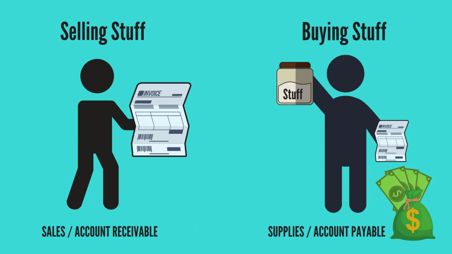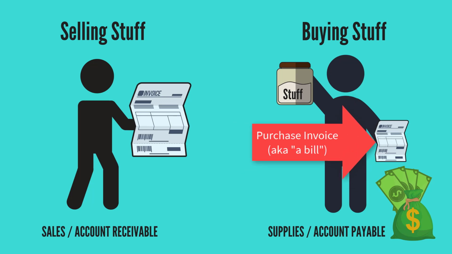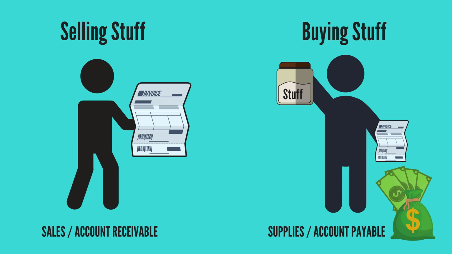And then for Tom, he has a bill, also called an account payable, because he's supposed to pay it to Bob, and so he records it as supplies, and now he has this liability on his books that he will need to pay. So it's a debt to pay, okay?